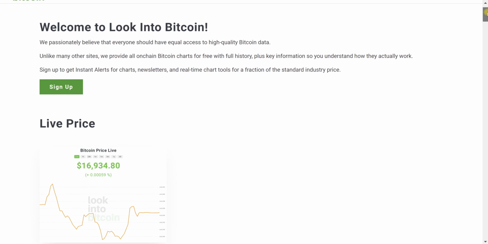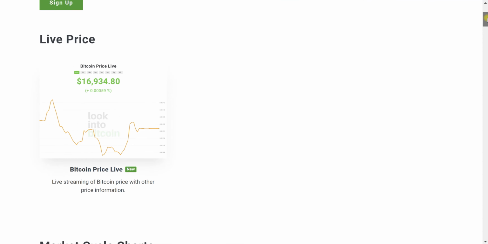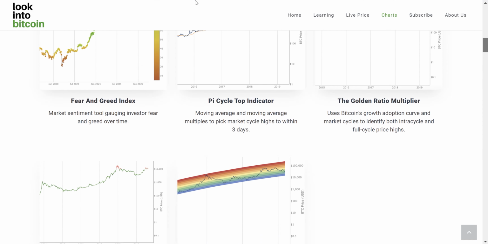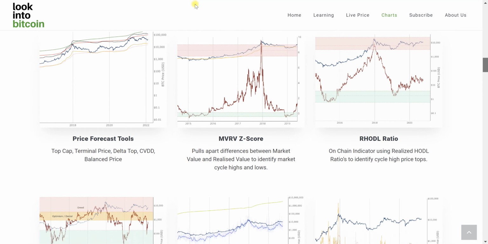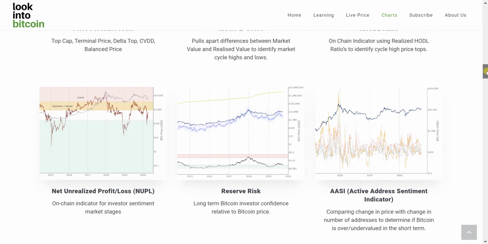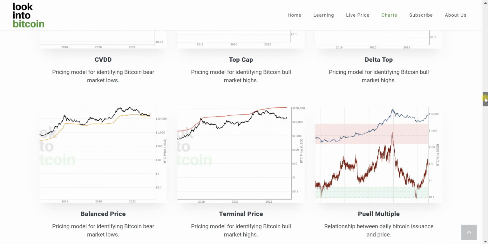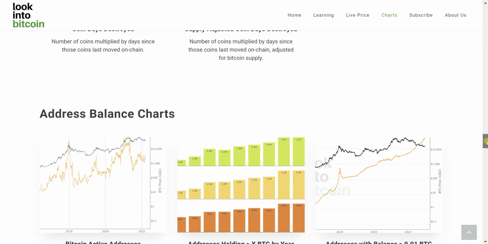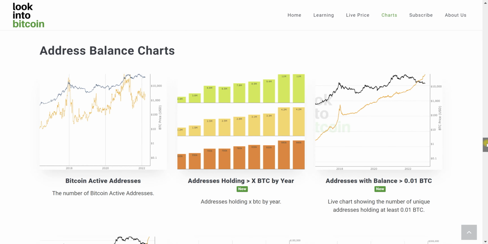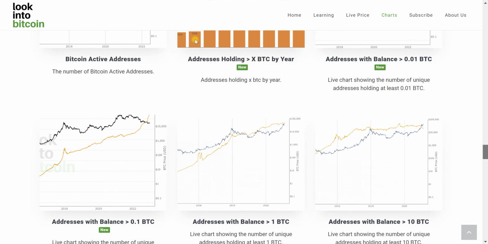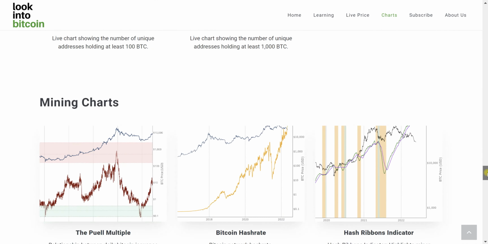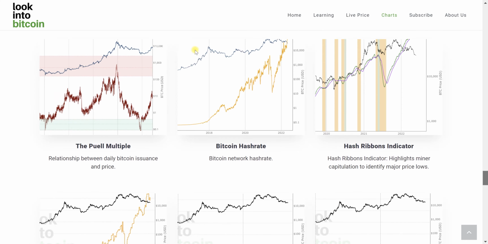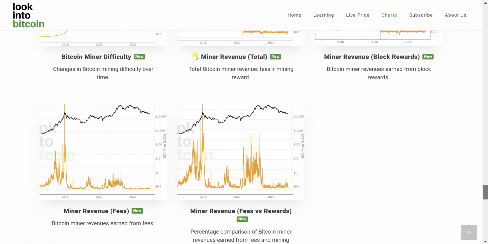So if you go to charts, some of the different ones that you have: it has a live price chart, of course. Market cycle charts, just looking at some of the historical action. On-chain market indicators, basically looking at what's going on the blockchain, which I think is the majority of it. And then on-chain movements, like where are coins moving at different times. Address balance charts, so looking at which wallets are holding how much Bitcoin. Mining charts, looking at the miners and what their metrics are and how profitable or unprofitable they may be.